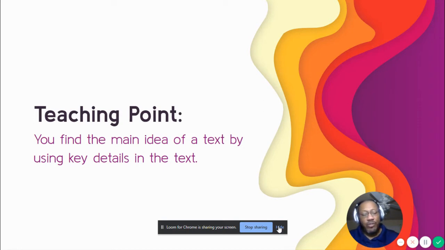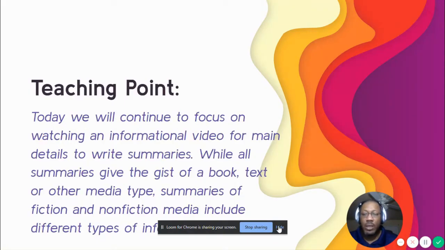So the difference between today's lesson and yesterday's lesson is that we're no longer looking at a text. Now we do have the text listed, but we're really going to be looking at a BrainPop video. That will give us some practice with being able to take some notes. It would also give us an opportunity to realize that information can be given in a lot of different formats, and we still need to be able to summarize and pull out the main idea. So we will continue with that. And remember what we said, summaries in fiction and nonfiction media include different types of information.